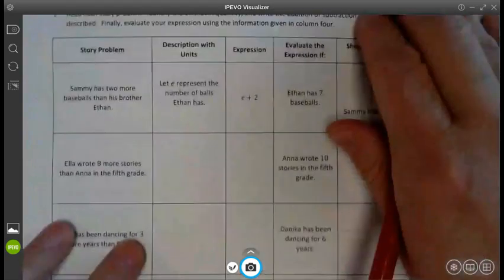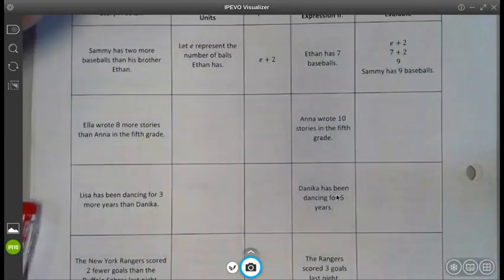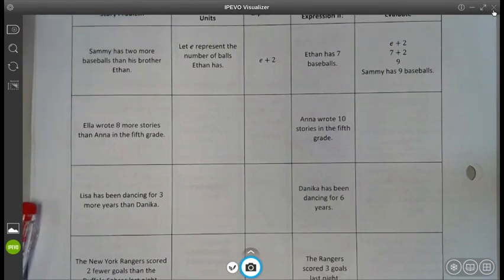Buses 14 and 15 have arrived. All right. Buses 14 and 15. Go ahead and do your best on this assignment, and I will see you in class.